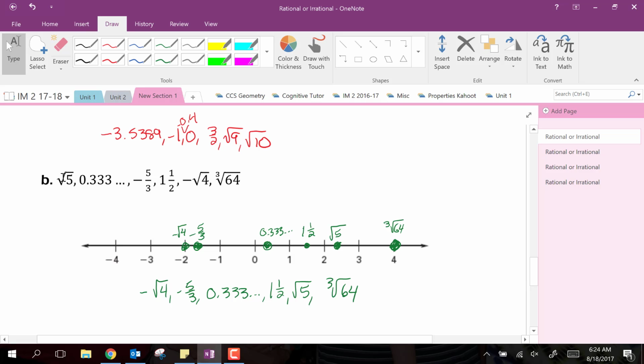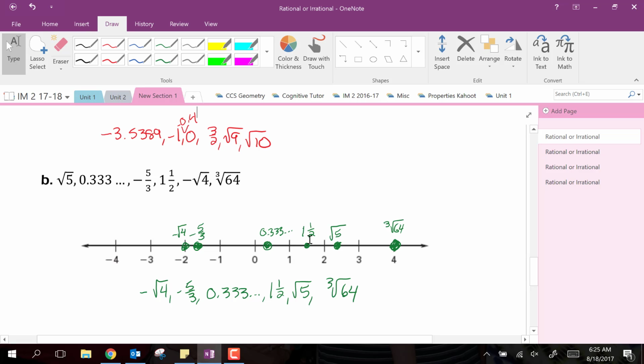Letter B, same thing, square root of 5. Well, it's a little bit bigger than square root of 4, which is 2, so it's in between here somewhere. 0.3 repeated is 1/3, really a fraction, so it's 1/3 of the way from 0 to 1. -5/3. Well, 3 goes into 5 not quite 2 times. It goes in 1, so it's between -1 and -2. So I put it right here.